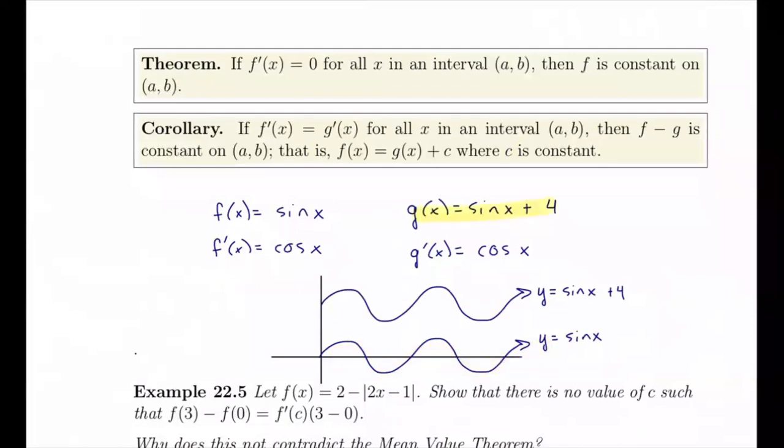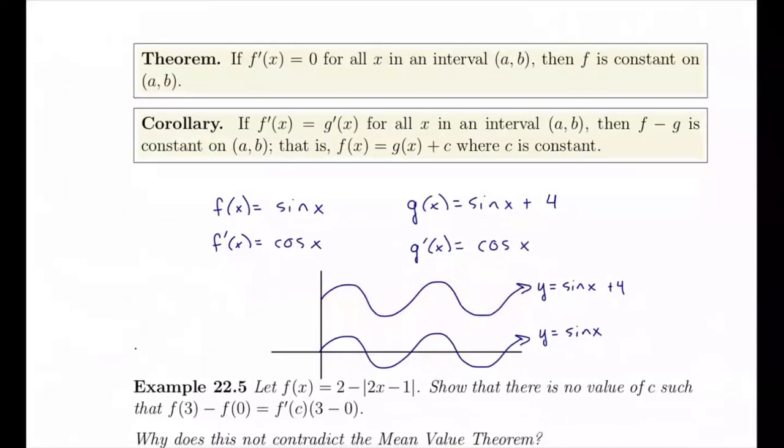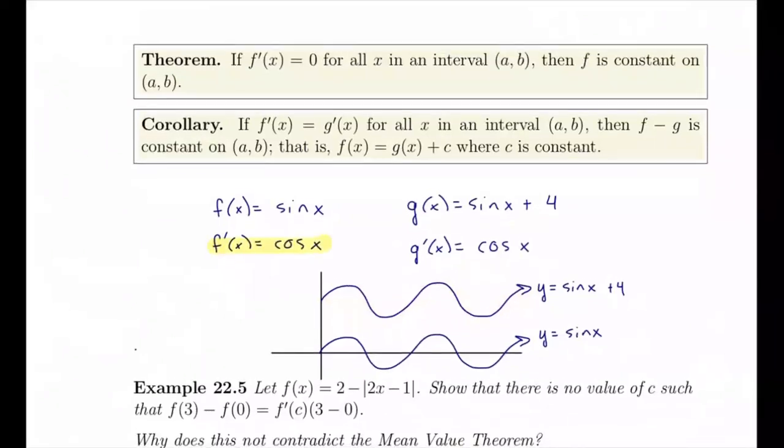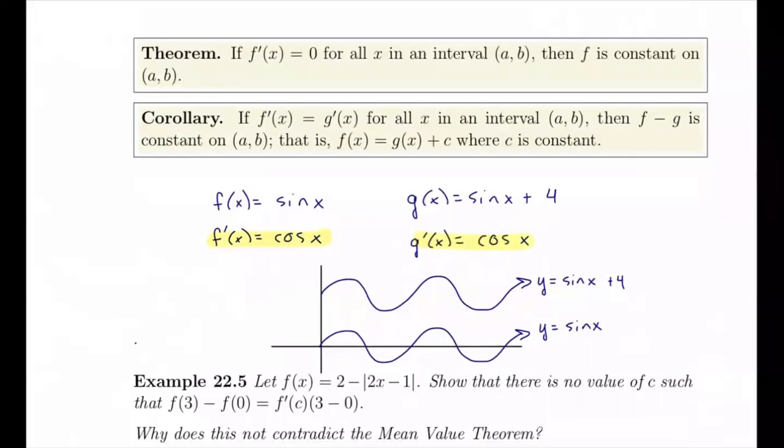And the graph of g of x, where y equals sine of x plus 4, is up 4 units, it's above it, but everything else is the same. It's been rigidly transformed. It's the same curve as the one below it, it's just a few units above. What's the derivative of each of these functions? f prime of x is cosine x, g prime of x is cosine x. The derivatives match, right? So here we are.